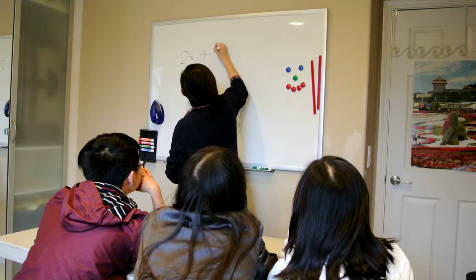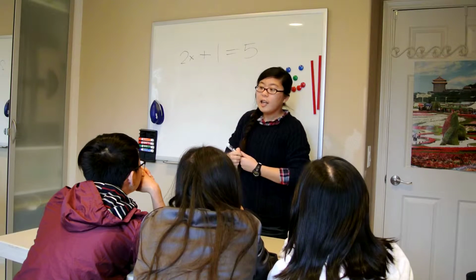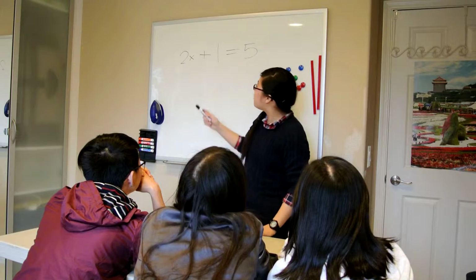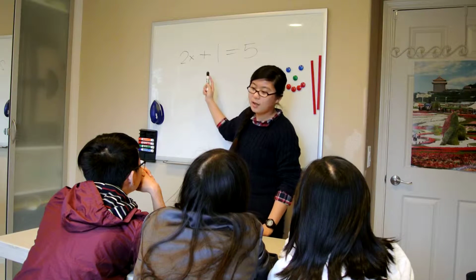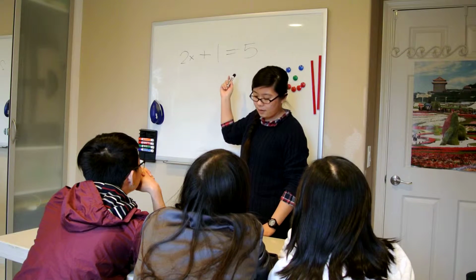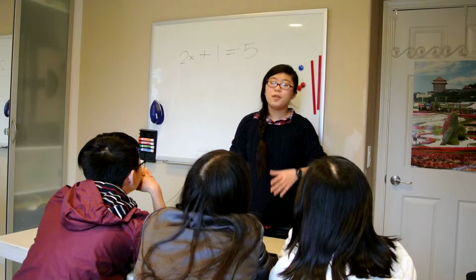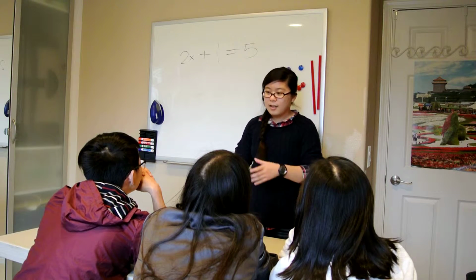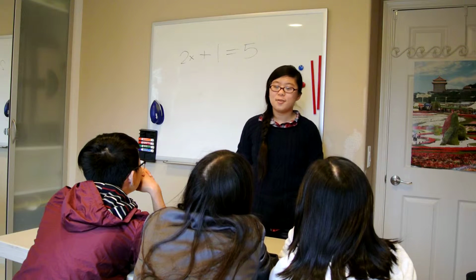2x plus 1 equals 5. Now, in order for us to be able to find what x equals, we have to get rid of the numbers around it and move it to the other side. In order to do that, we have to use the concept of equality. Can any of you guys have a guess as to how we use the concept of equality in this equation?